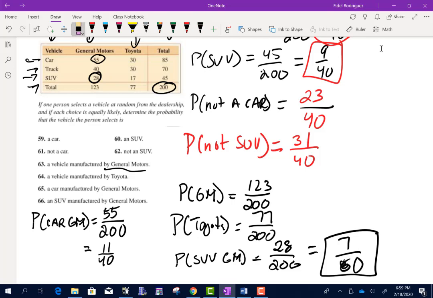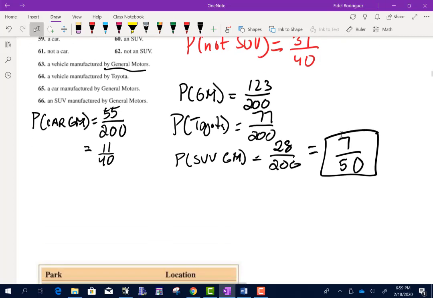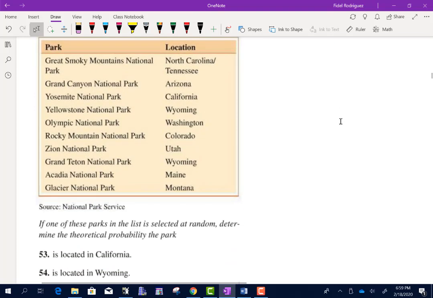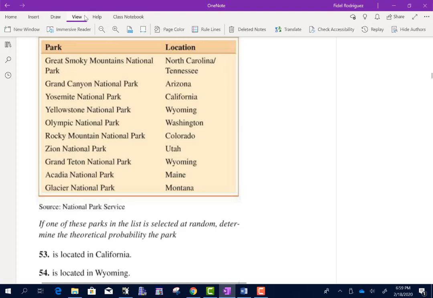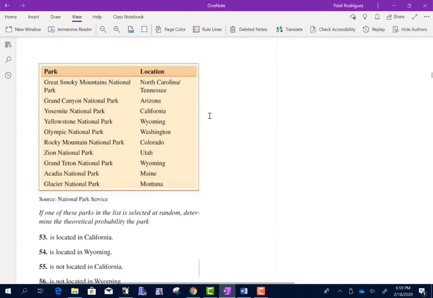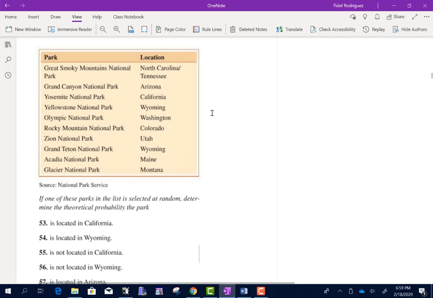Okay, so I think we got one more problem here out of 11.1. Here we go. So we got some national parks, it looks like, and their location. And it says that one of these parks in the list is selected at random. Determine the theoretical probability that the park, and it gives us some choices here. Let me see if I can just zoom out so we can see it on here.